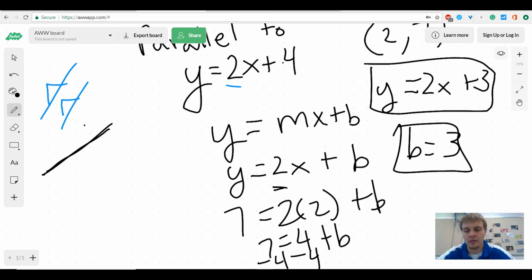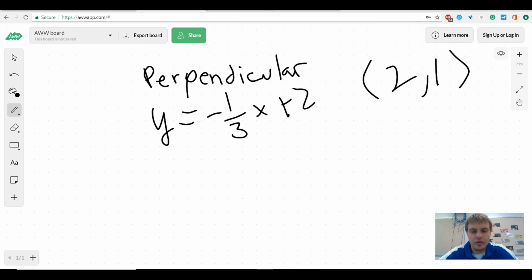And I said this was going to be the last example, but I need to do one more where we deal with perpendicular lines. So let's do one more example with perpendicular lines. If you remember from before, a perpendicular line is a little bit more unique than another kind of line. So a perpendicular line is literally the exact opposite. So it makes this right angle.